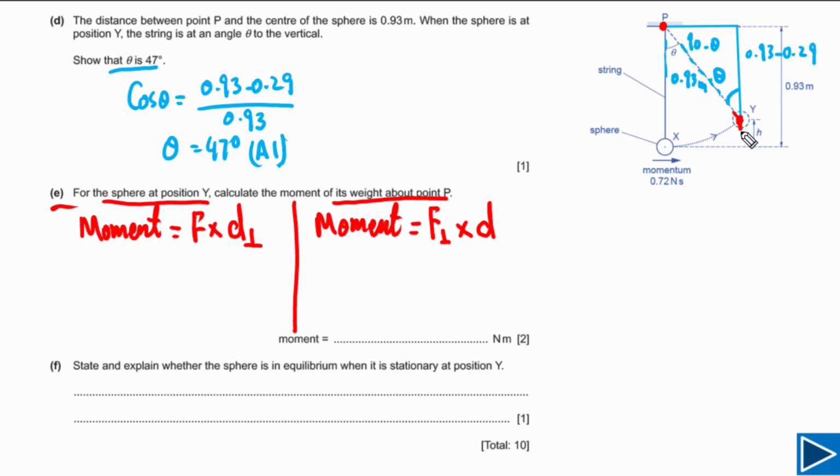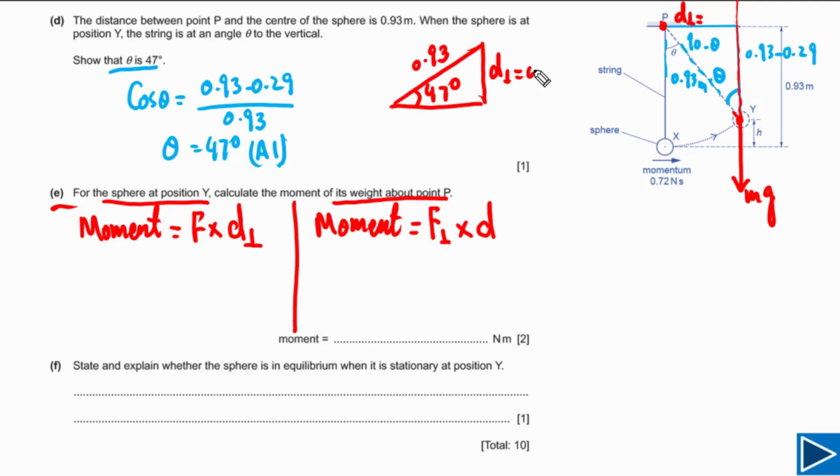So force, in this case, the force acting at this point is simply equal to the weight of the sphere. We need to multiply this with the perpendicular distance between the line of action of force and the pivot point. And that distance, if we construct this triangle, you can simply understand this one. This is the angle theta. We have calculated this angle theta is 47 degrees, and this side is given, 0.93, the length of the string. Now we need to find this side.